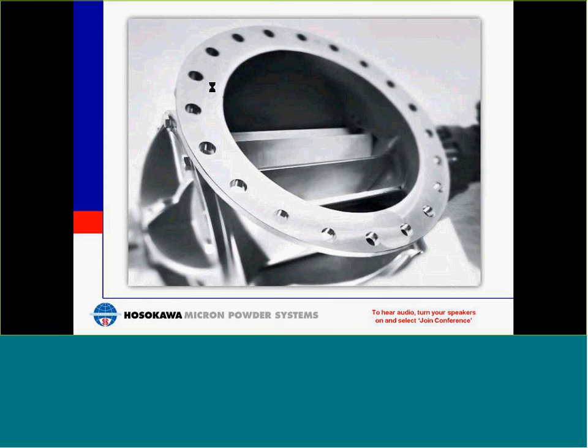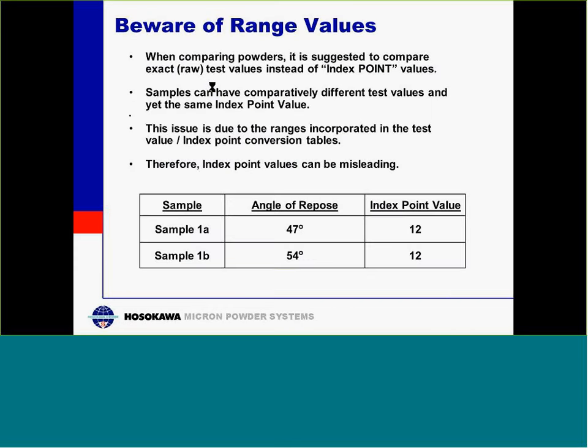Now, with reference to all these points and values and indexes, I have to provide you with one word: caution. That is because in many cases, there is the same index value or Carr chart value for different degrees. So while I have a sample that gives me 47 degrees versus a sample at 54 degrees, your client user may say the product's flowing better at 47 than it is at 54.